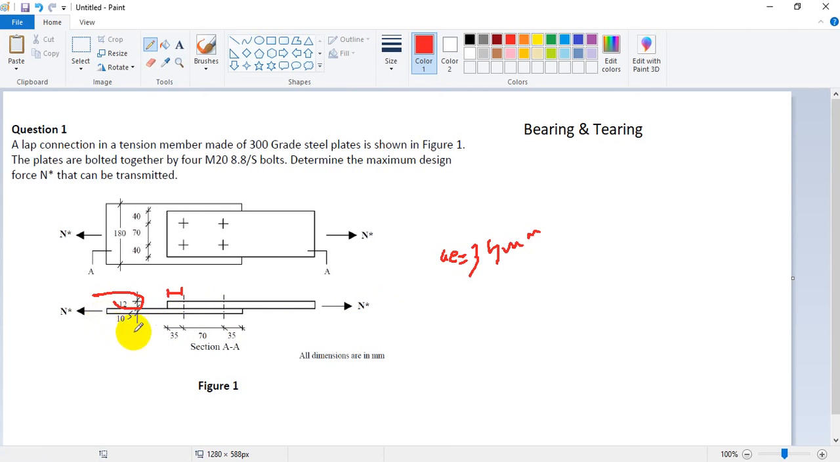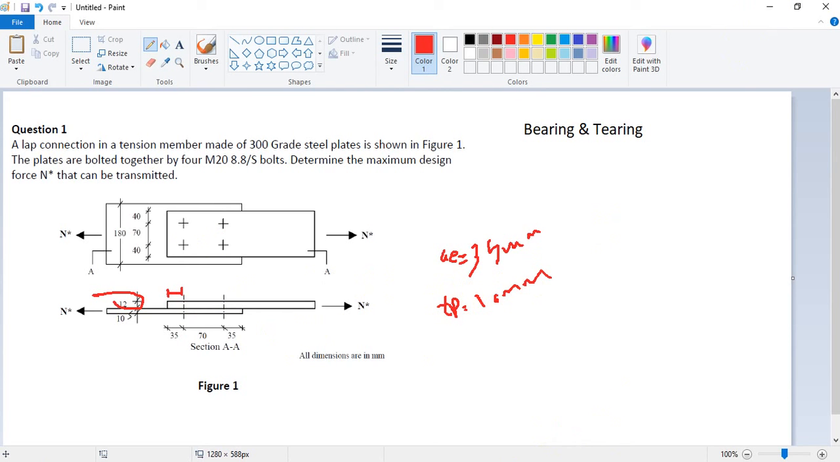Logically, we're going to make the analysis for the bottom plate because it's 10 millimeters. We take the lesser one because if the failure happens for the lesser one, that's for sure going to happen for the top one. So we're going to take TB and make the analysis for the bottom one, which is 10 millimeters.